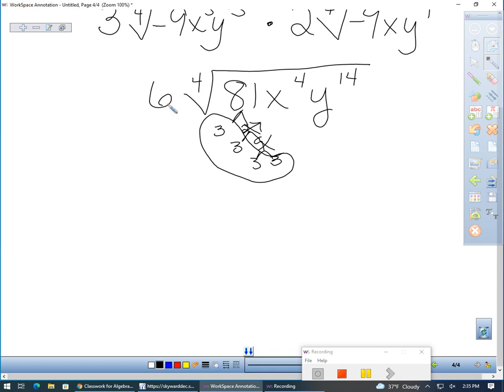When that group of 3 comes out, what does it do with the 6 that's already there? Yeah, multiply. So 18.